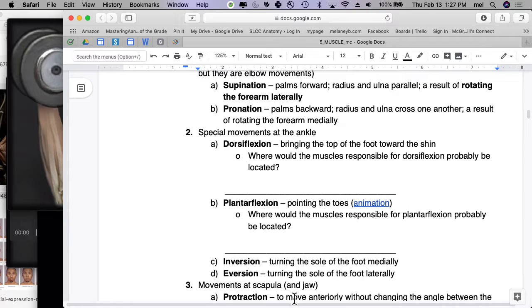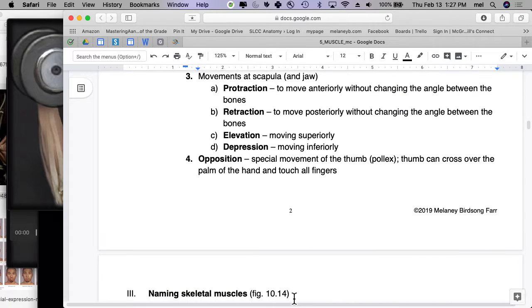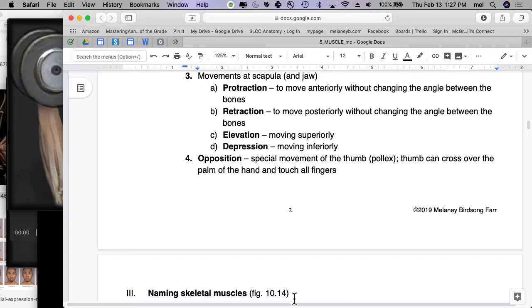Okay, and then these are movements at the jaw. They're easier to see at the jaw, but they also occur at the scapula, and they're hard to see. They're also hard to figure out how to do at the scapula. So at the jaw, if I don't want to change the angle between the maxilla and the mandible, I can slide it forward and slide it back. So watch. This is protraction, ending up with an underbite.